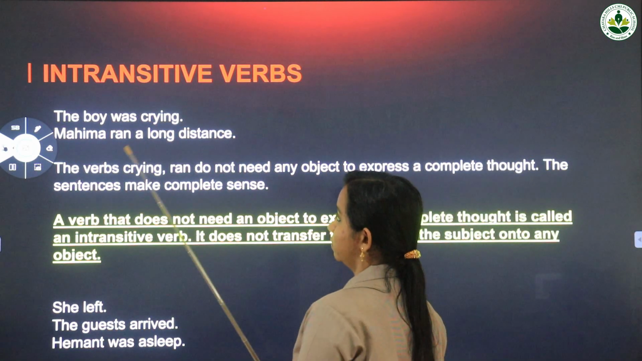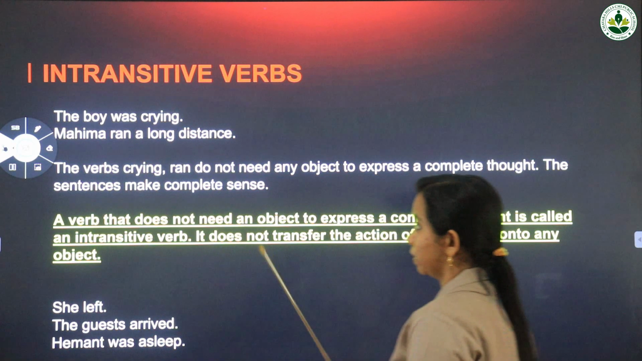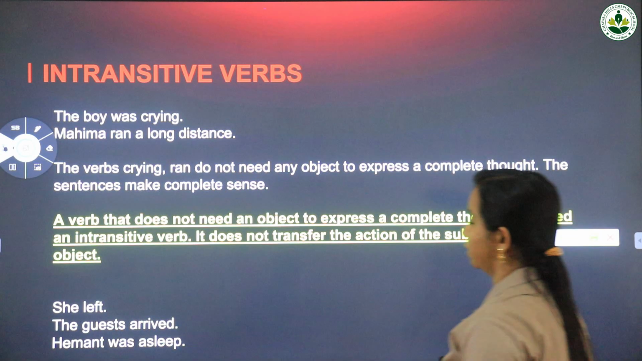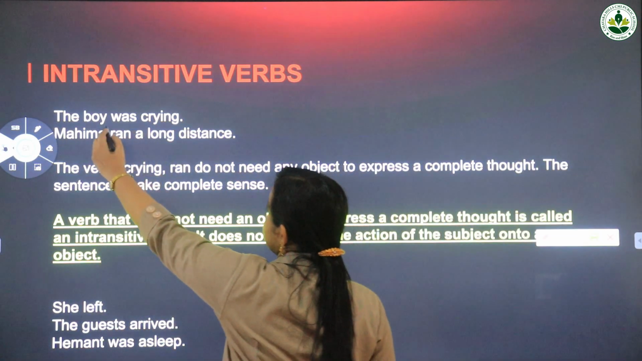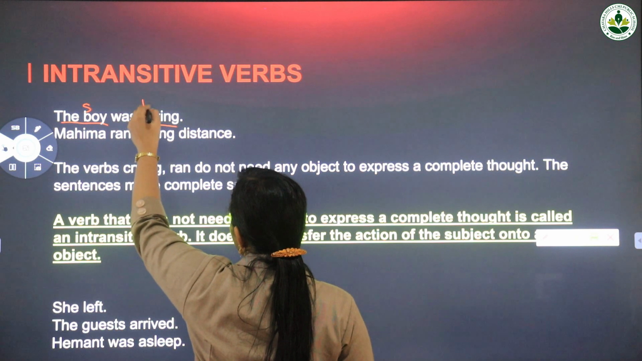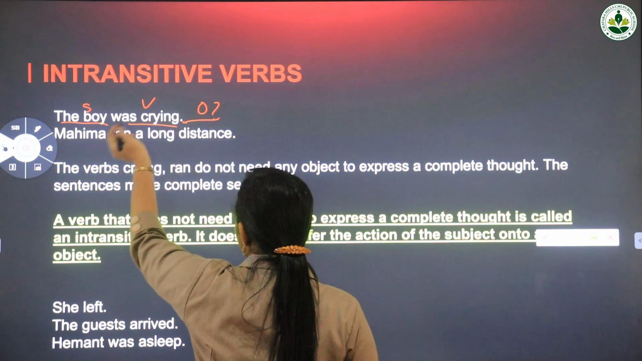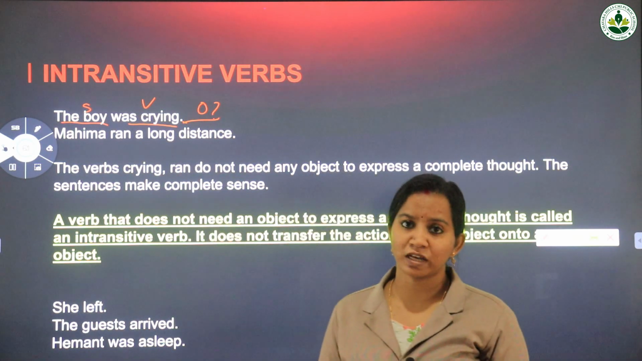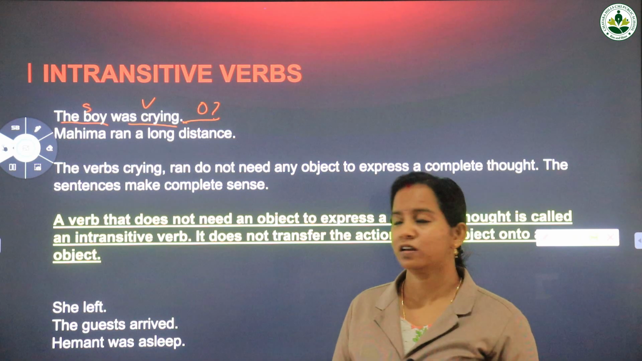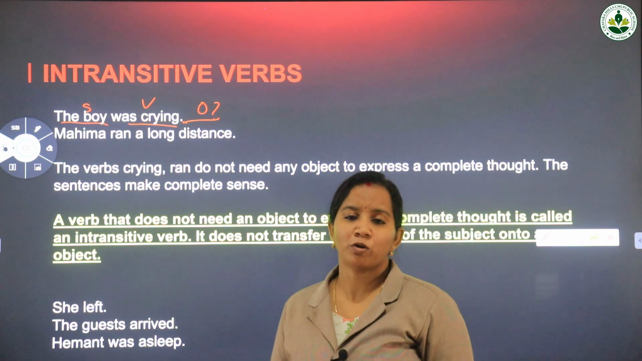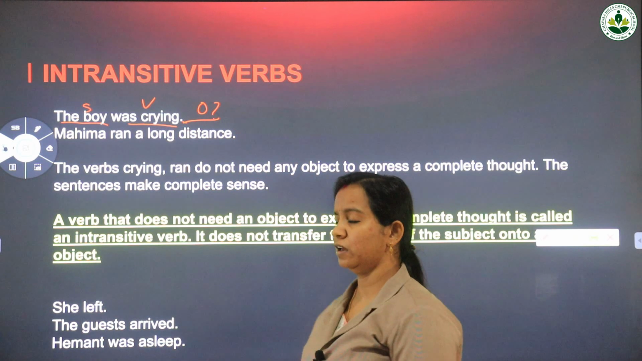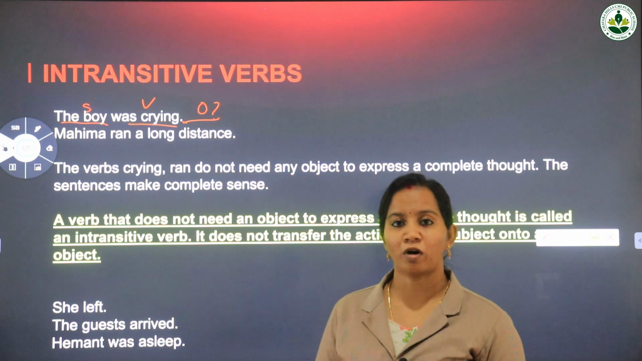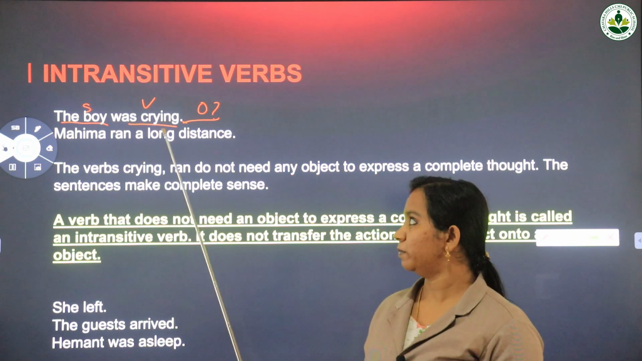Just see this one. The boy was crying. Mahima ran a long distance. So we will see. The boy was crying. Boy is the subject, was crying is the verb, and we don't have any object here, right? Crying for what? Not needed. But the meaning is complete, right? If we say the boy was crying, the meaning is complete. If we want to know what he was crying for, it will only give additional meaning. But if we say the sentence as the boy was crying, the meaning is complete because the verb is intransitive.